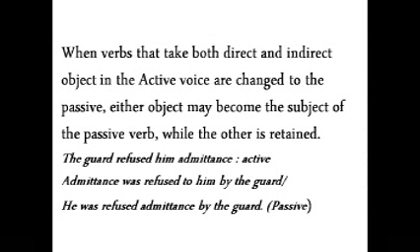Do note that when verbs take both a direct and an indirect object in the active voice, when they change to the passive, either object may become the subject of the passive verb while the other is retained. For example, active voice: the guard refused him admittance. In the passive you can make it, admittance was refused to him by the guard, or you can write, he was refused admittance by the guard.